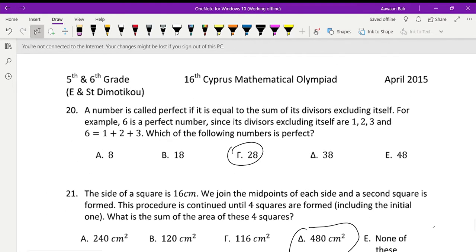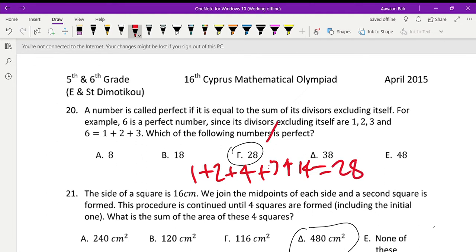It's 28, because since we're not including 28, it will be 1 plus 2 plus 4 plus 7 and then plus 14. So 1 plus 2, 3 plus 4, 7 plus 7, 14 plus 14, 28. It's the same as the number here, so therefore the answer is gamma 28.